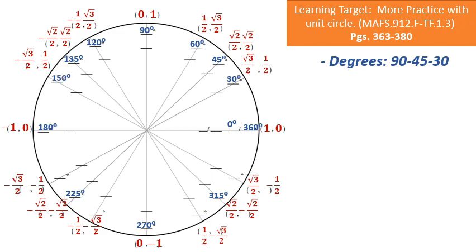150 plus 30 is 180. It's already there, so I skip it. 180 plus 30 is 210. 210 plus 30 is 240. 240 plus 30 is 270. It's already there, so I skip it. 270 plus 30 is 300. 300 plus 30 is 330. And then we add 30 and we're back.